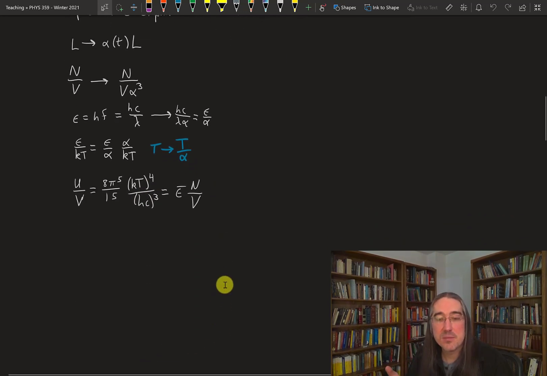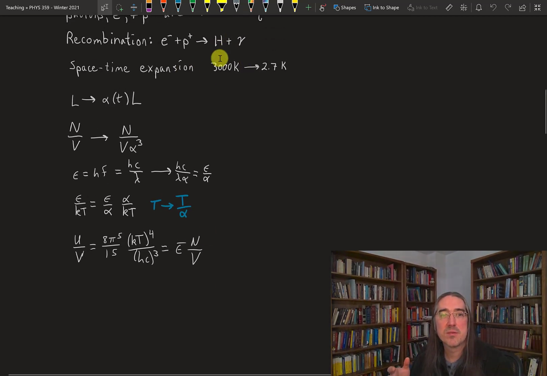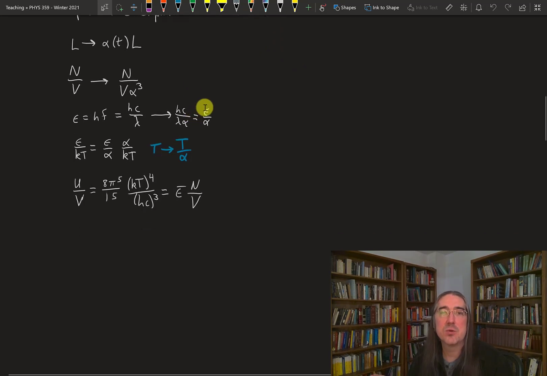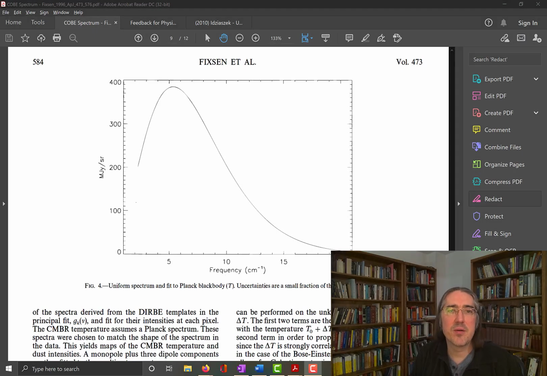So you put this all together, what started as blackbody radiation at 3000 Kelvin today looks exactly like blackbody radiation, both in terms of spectral shape and energy density, but blackbody radiation at 2.7 Kelvin. So this allows us to look back in time to less than 400,000 years after the Big Bang. The cosmic microwave background is essentially the most perfect blackbody spectrum that's ever been measured.